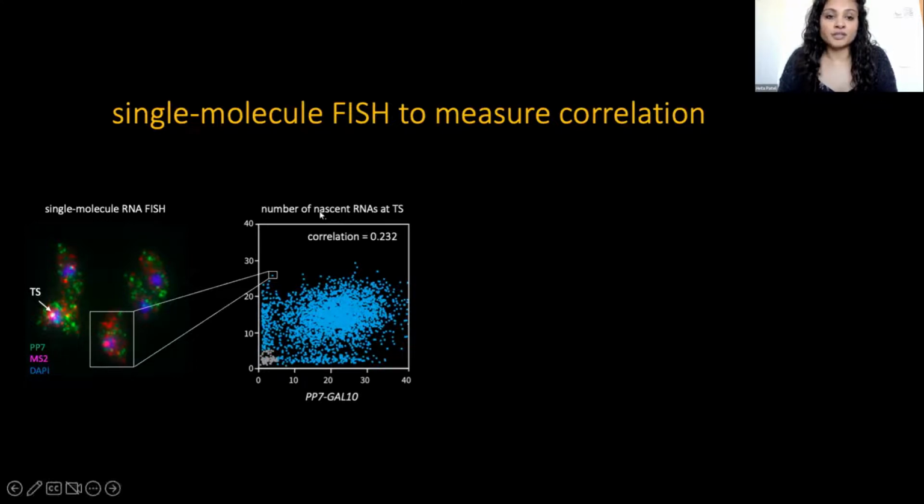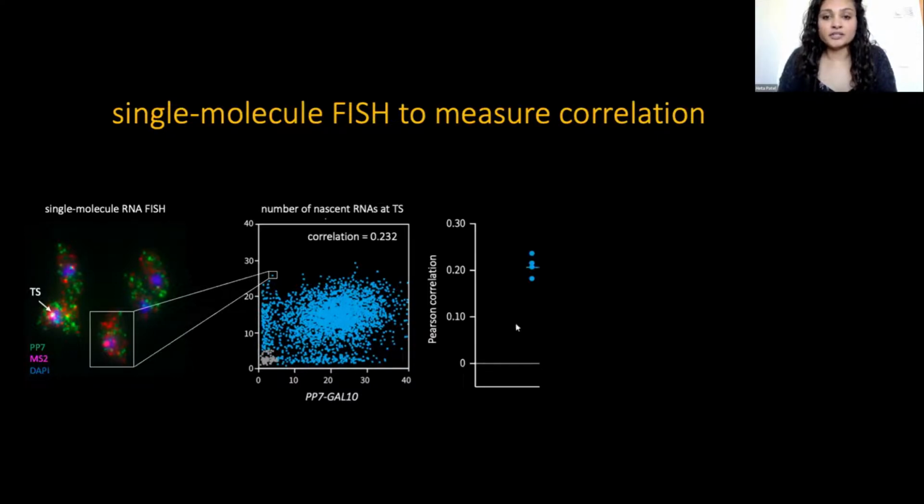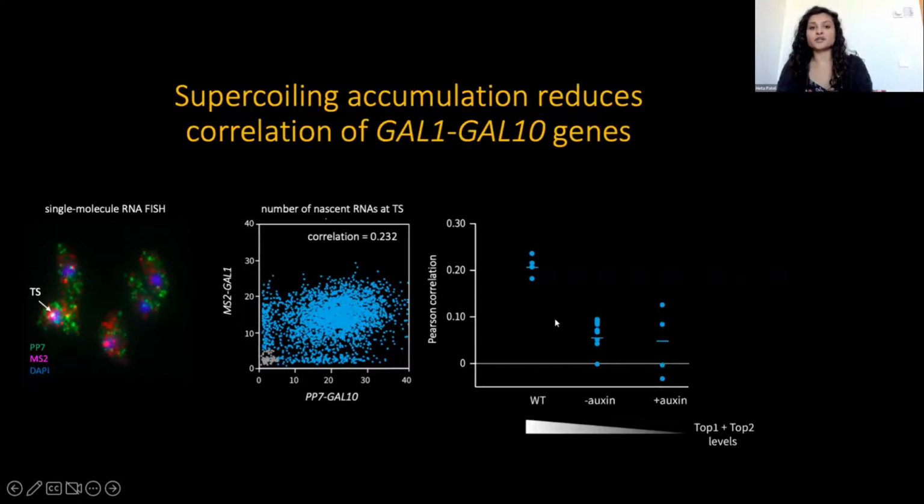As a measure of correlated transcription, we compute the Pearson correlation in all the active cells in this scatter plot. And here's an aggregate of the correlations. It's just a dot plot where each data point represents a replicate. So we also confirmed with single molecule FISH that decreasing topoisomerase levels decreases the correlated initiation of the divergent genes.